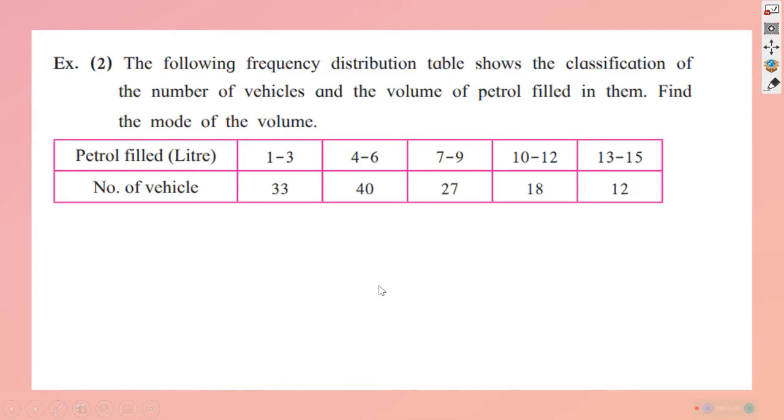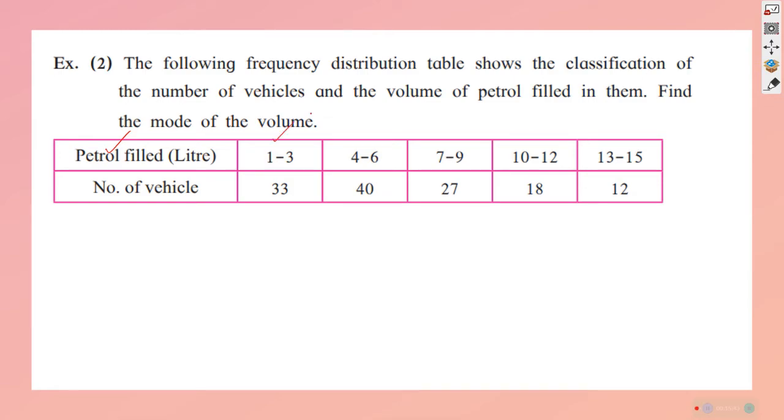So we will be learning about mode now, and we are having an example here. The following frequency distribution table shows the classification of a number of vehicles and the volume of the petrol filled in them. Find the mode of the volume. Here, how much petrol is filled in a vehicle?